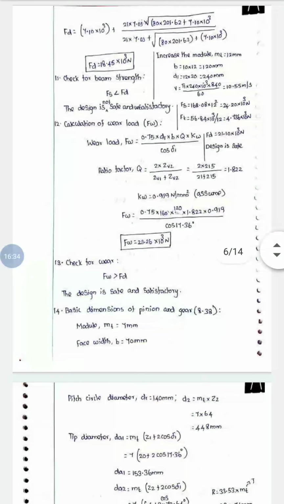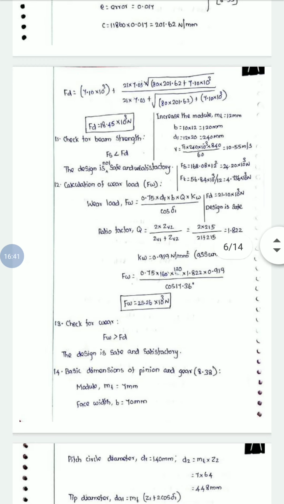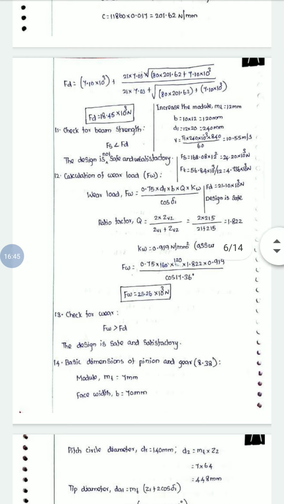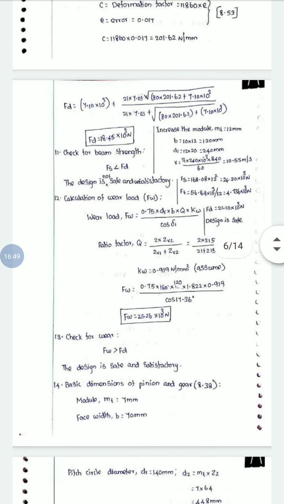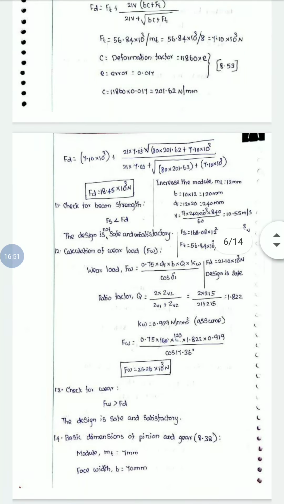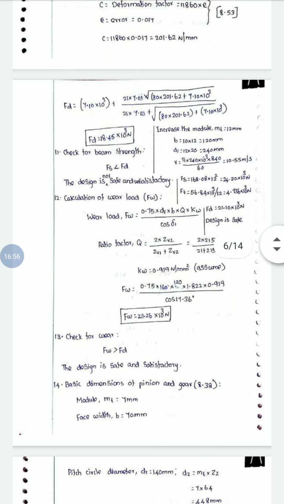Now substituting the mt value as 12 in the Fs equation, that is 24.20. Now substituting in the Ft equation, that is 4.736 × 10^3 Newton. Now substituting that Ft, B, C and D value in the Fd equation, I get the Fd value as 21.10 × 10^3.